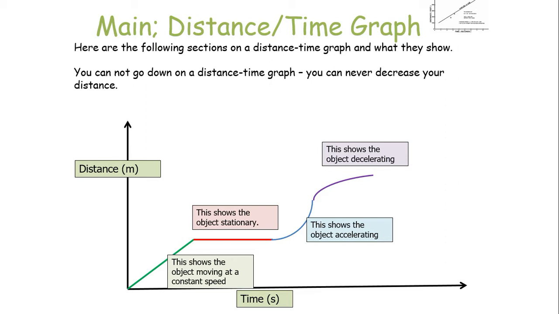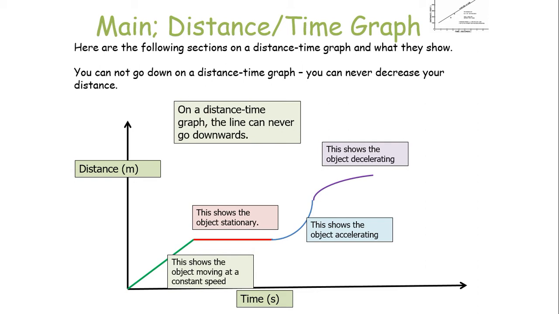Now you'll notice a few things. On a distance time graph, if you've got a straight line, the object must be moving at a constant speed. If you've got a flat line, the object is stationary. If the line is curving upwards, you've got acceleration, and if the line is curving downwards, you've got deceleration. Now you'll notice something.